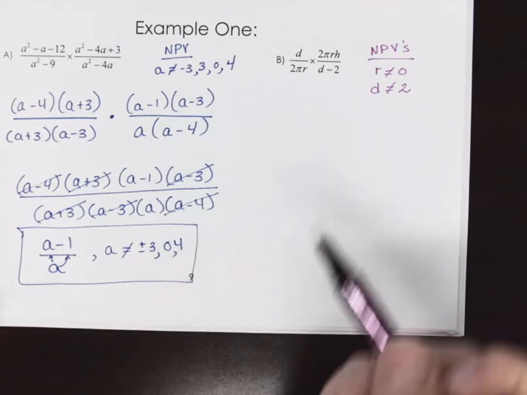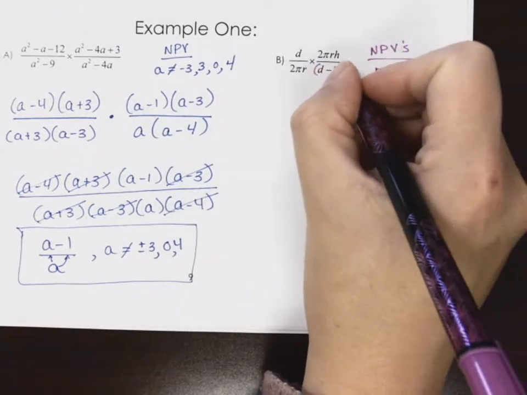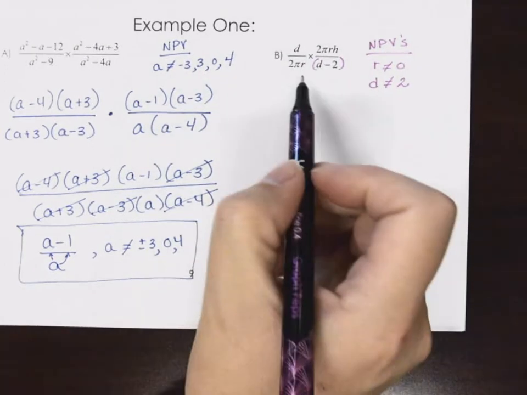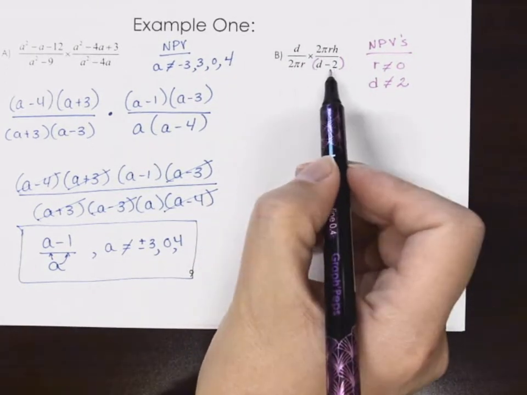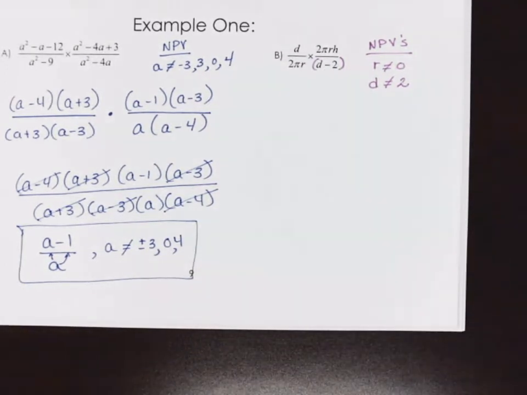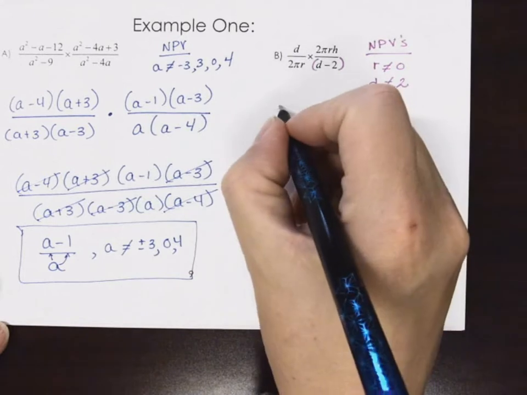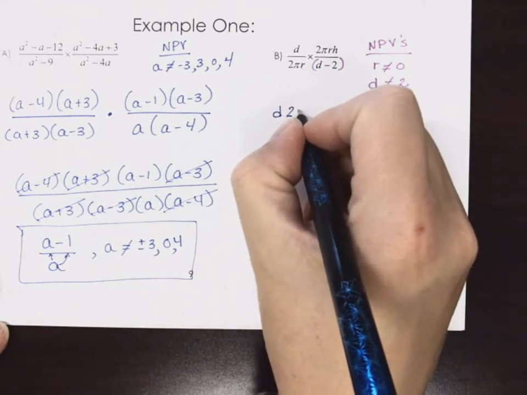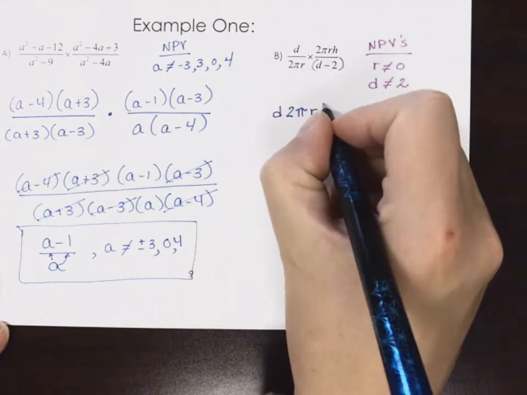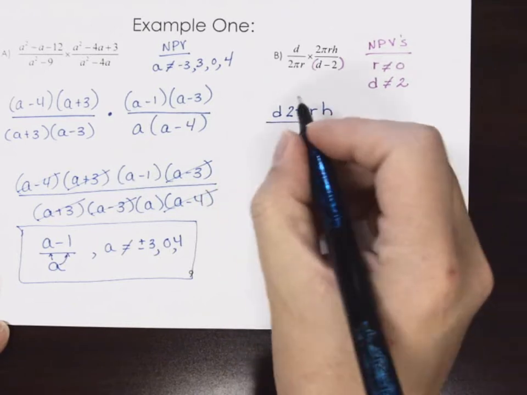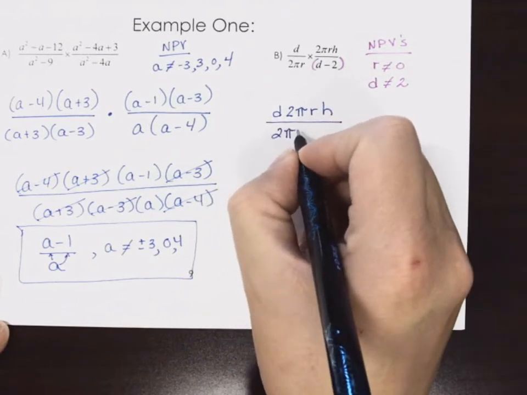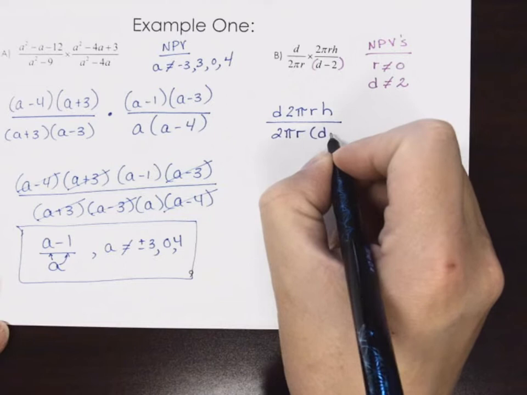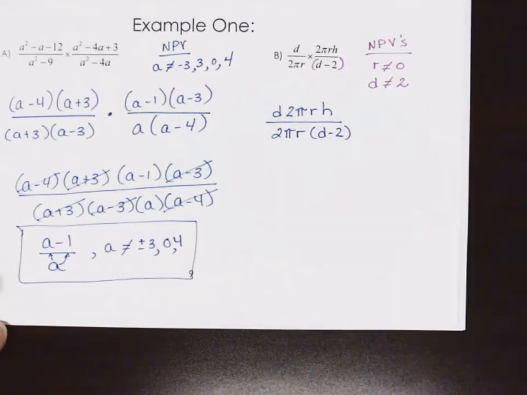All right, now this doesn't have a bracket around it, but I'm going to put a bracket around it because this whole thing multiplies by this whole thing. And I only want to write it once because, you know, well, I'm a mathematician. I'm efficient. I'm not lazy. Okay, so I'm multiplying straight across the top. So I have D 2 pi RH over 2 pi R times D minus 2.